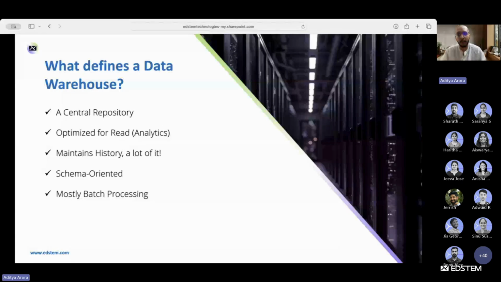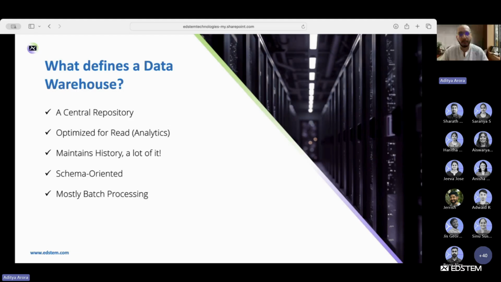Then the last most important point, that is batch processing. So you've got real-time processing, you've got batch processing, but a data warehouse is mostly batch processing. So your typical ELT kind of systems, kind of processes, that's what constitutes a data warehouse. Of course, if you have any real-time processes in there, that doesn't mean your data warehouse is no longer a data warehouse. Exceptions can be there, but mostly it's in batch mode. Okay.